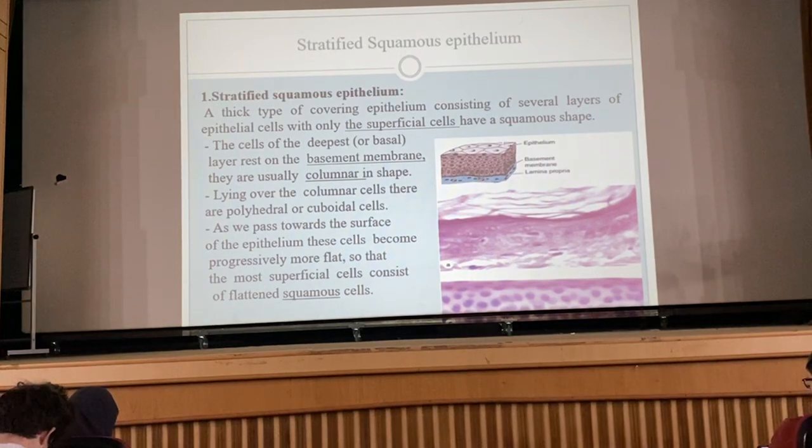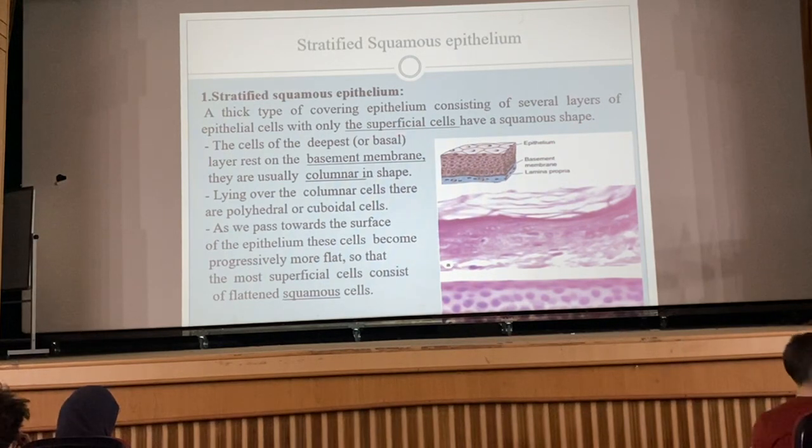Stratified squamous epithelium. Here, it is the thickest type of the covering epithelium. It means it is formed from more than 15 or maybe 20, 25 layers of cells. So it is the thick type of covering epithelium, and only the superficial layers are of the squamous shape, as I mentioned previously.